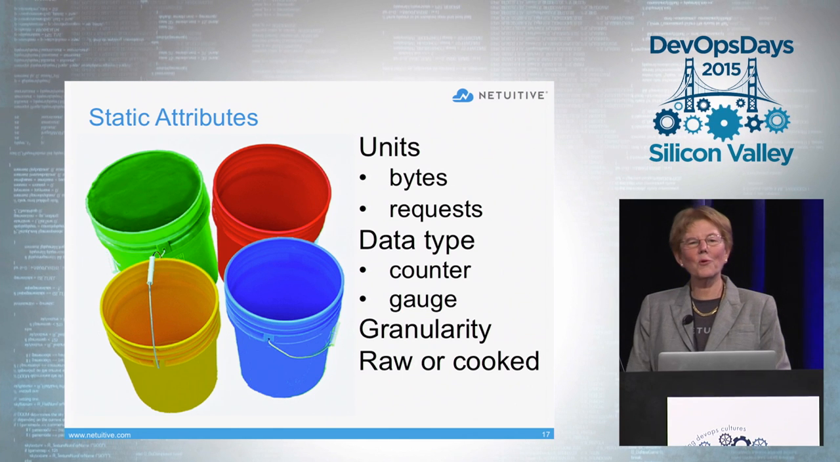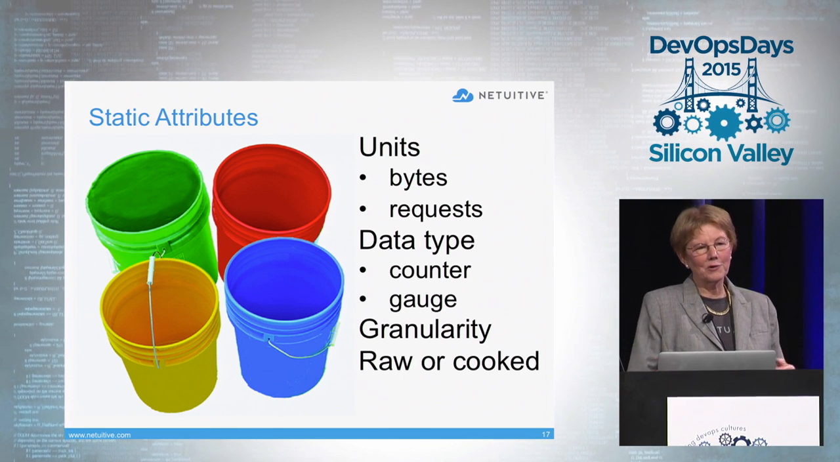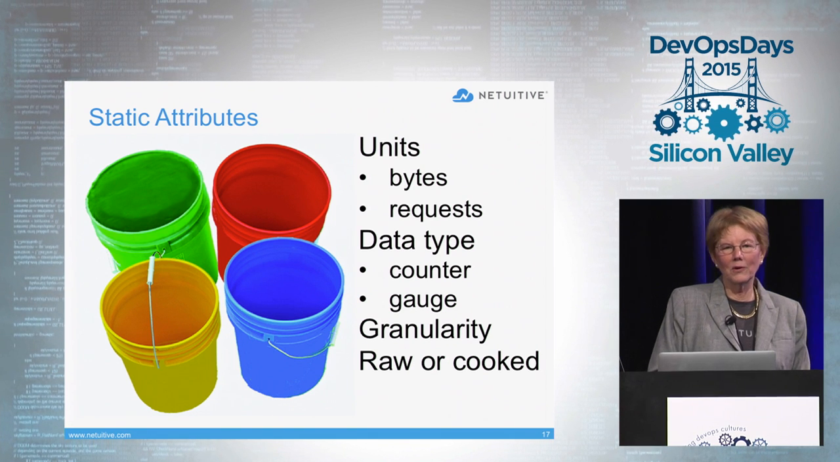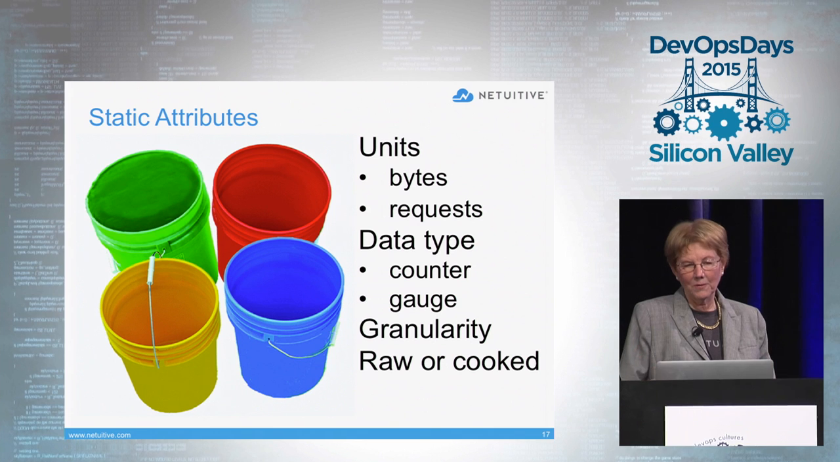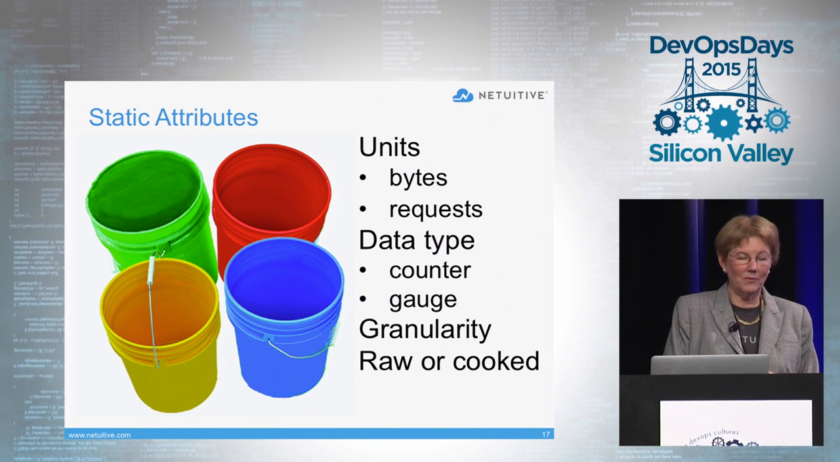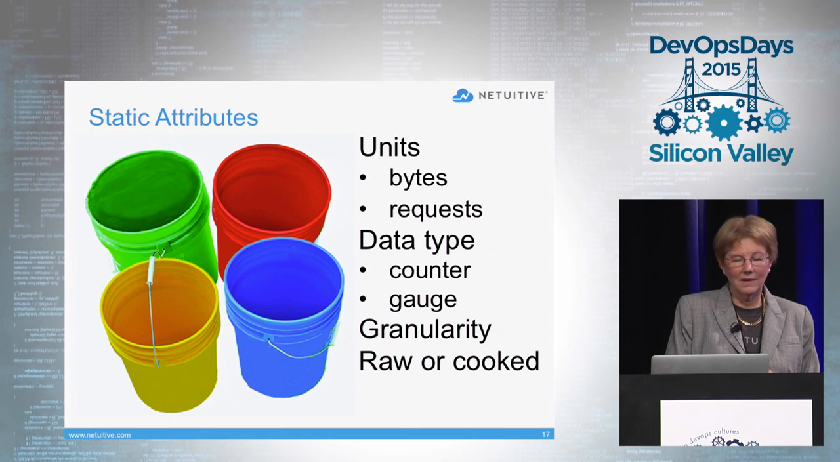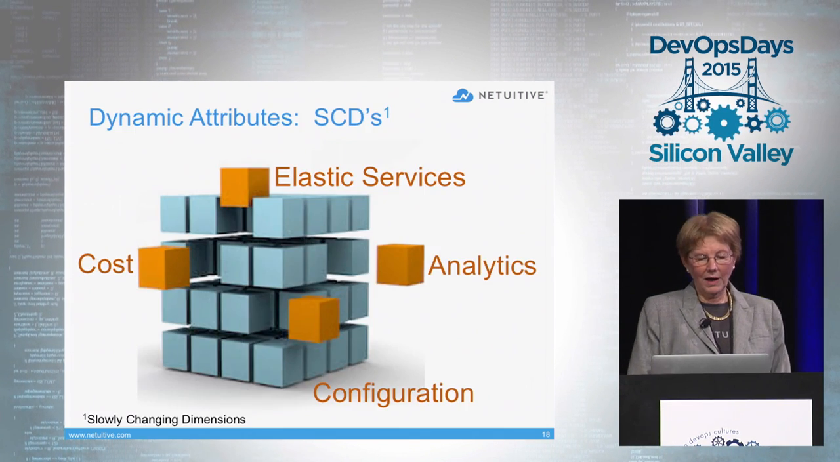So what forms does context take? Static attributes are sort of familiar, no new news here. In particular, for a time series, you might want to specify what sort of units it's represented in, bytes for example. That's one of my key peeves, actually.